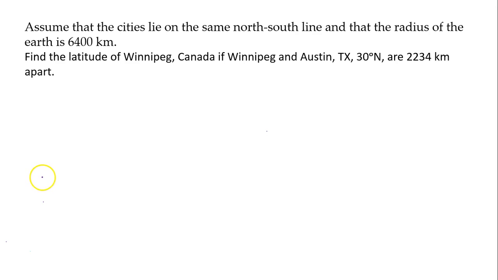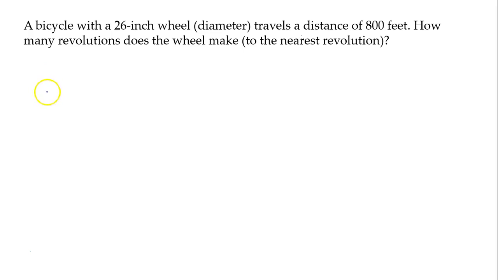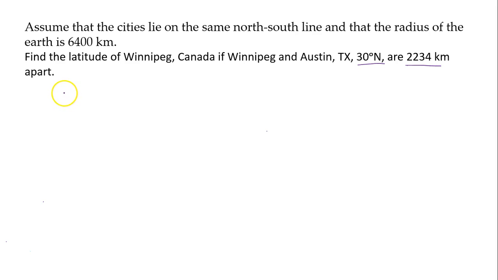Okay, here's the first of a few application problems that I have for you. It says assume that the cities lie on the same north-south line and that the radius of the Earth is 6,400 kilometers. Find the latitude of Winnipeg, Canada, if Winnipeg and Austin, Texas, which lies on this latitude right here, are this many kilometers apart. So what we have here is this here. I'm going to draw it out for you.